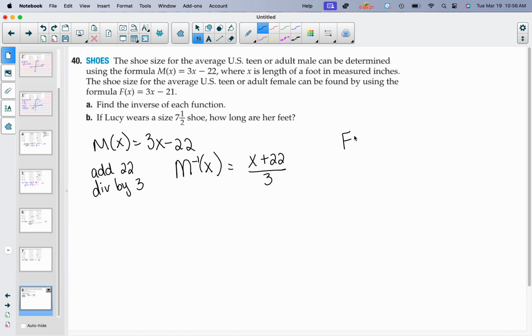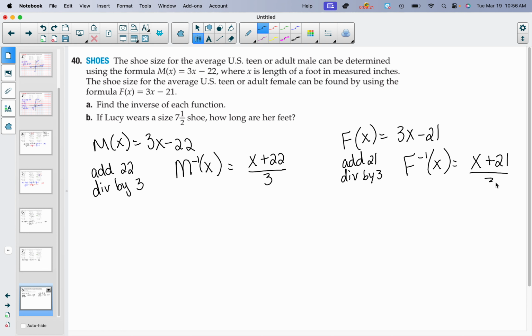And so for the female, I have f of x is 3x minus 21. Well, I would add 21 and divide by 3. So I'm going to use my notation though. Start with an x, add 21, and divide by 3. So that's really easy when you can do it in your head. Now think about what this would tell you.